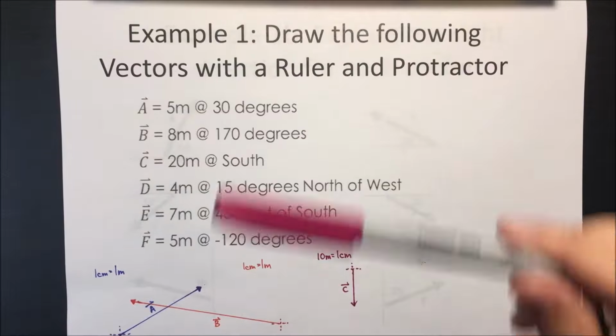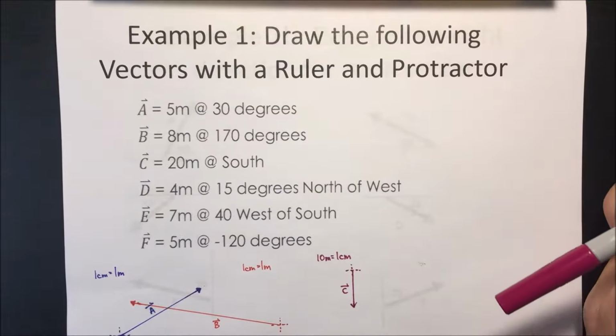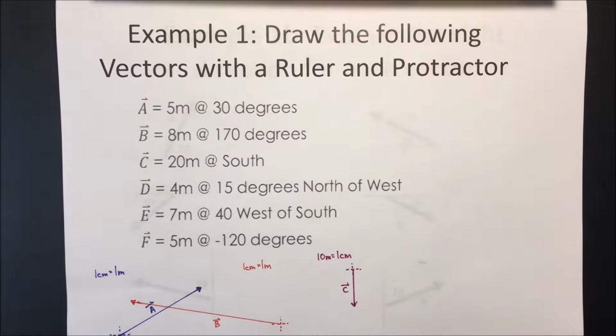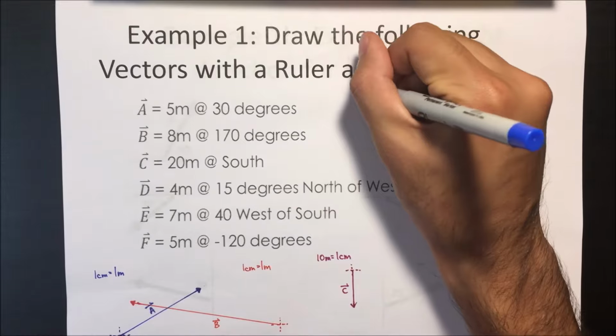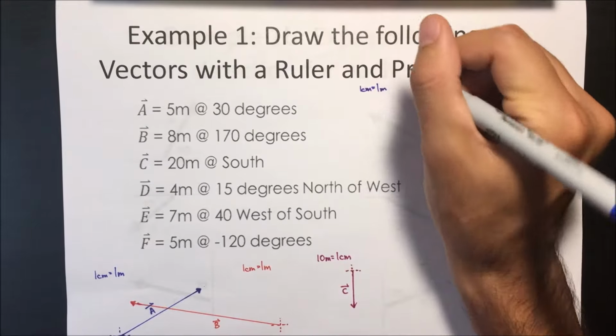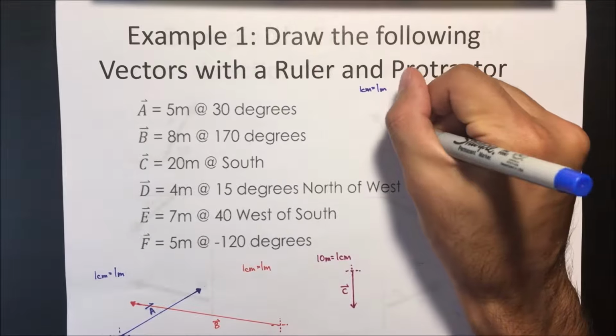Okay, so this is where it gets a little confusing. 4 meters at 15 degrees north of west. So how we're going to do this is first we're going to make our little legend. Now let me do D over here. I'm going to say again 1 centimeter is equal to 1 meter. I'm going to make my little cross section here.